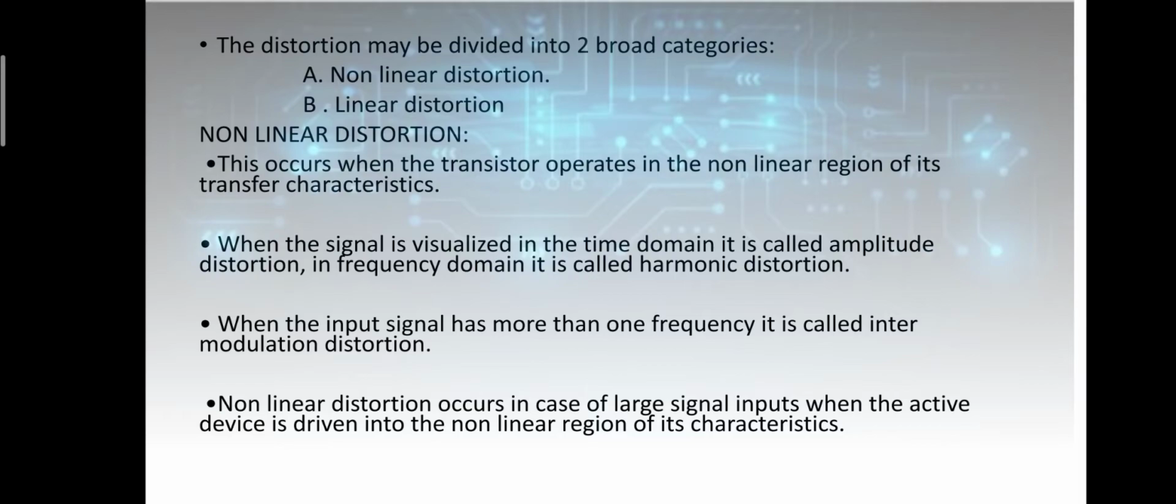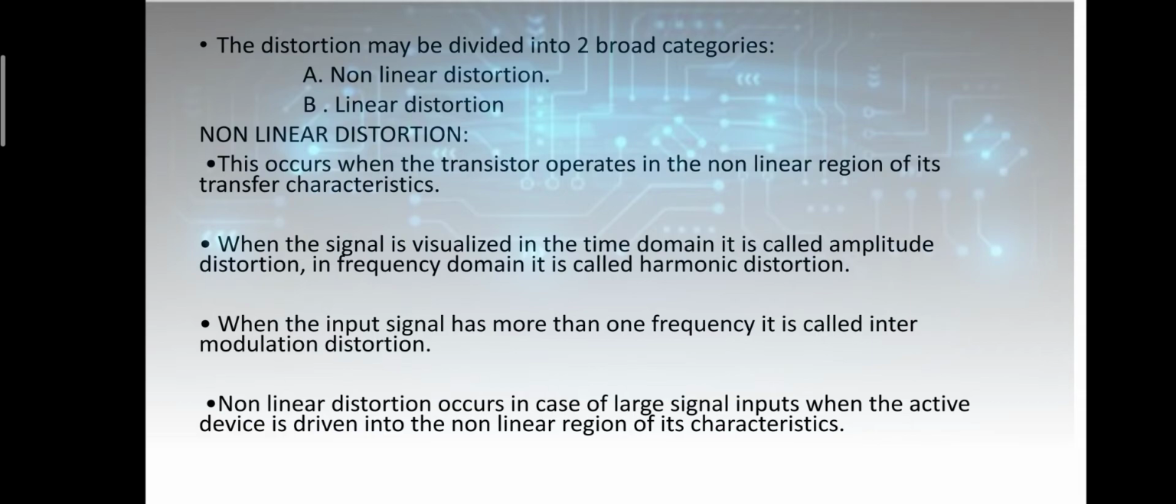We will see about nonlinear distortion. Nonlinear distortion, the transistor operates in the nonlinear region of its transfer characteristics. When the signal is visualized in the time domain, then it is called amplitude distortion. In frequency domain, it is called harmonic distortion. When the input signal has more than one frequency, it is called intermodulation distortion.